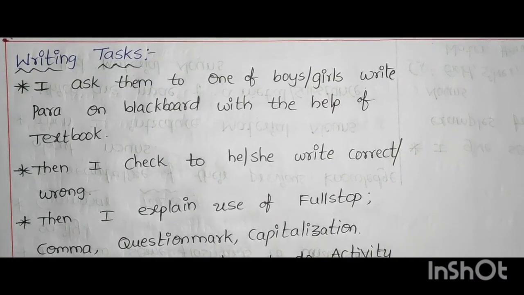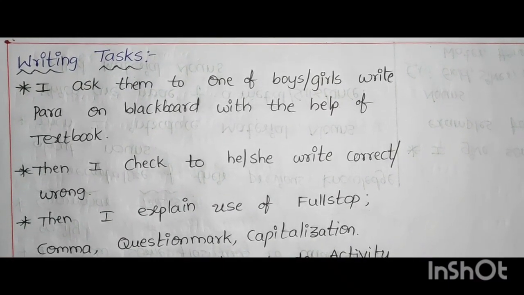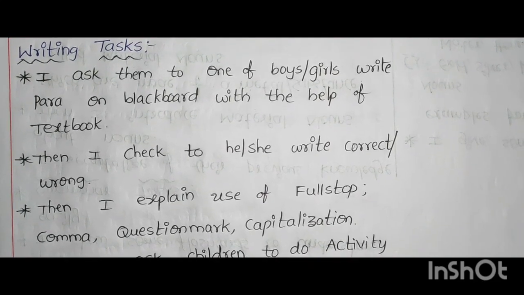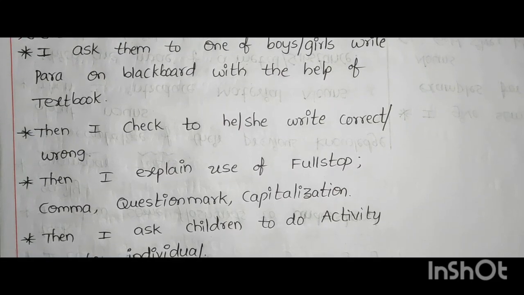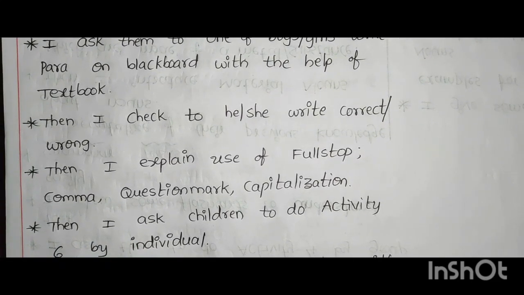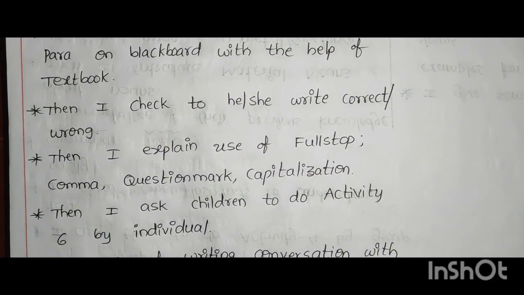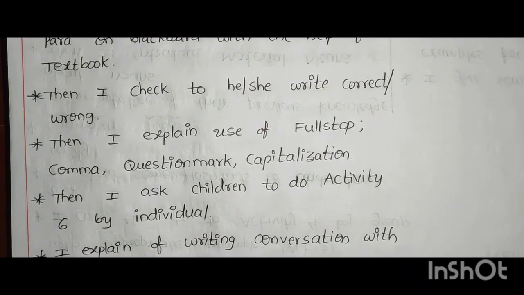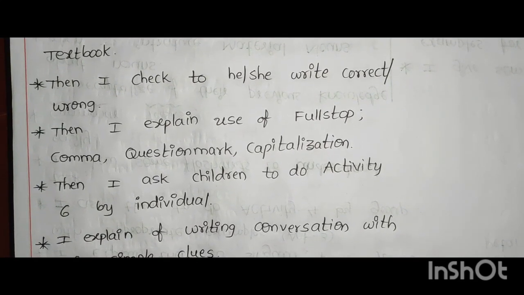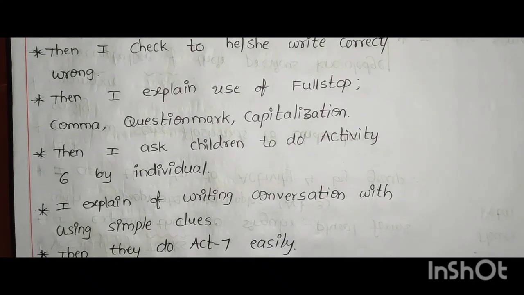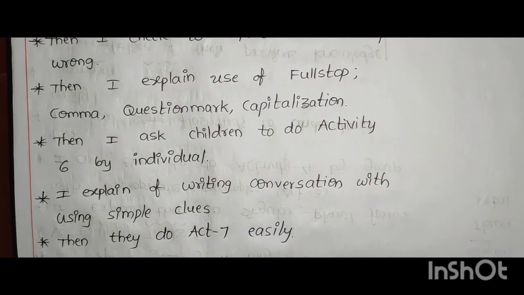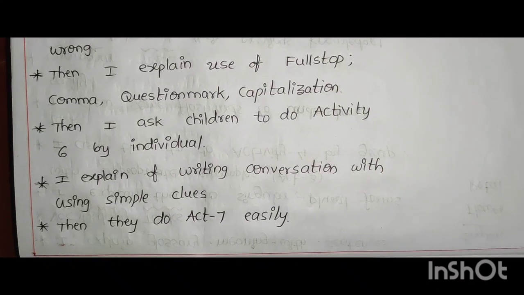Writing tasks. I ask one of the boys or girls to write a paragraph on the blackboard with the help of the textbook. Then I check whether he or she wrote correct or wrong. Then I explain the use of full stop, comma, question mark, capitalization. Then I ask children to do activity 6 individually. I explain writing a conversation using simple clues. Then they do activity 7 easily.